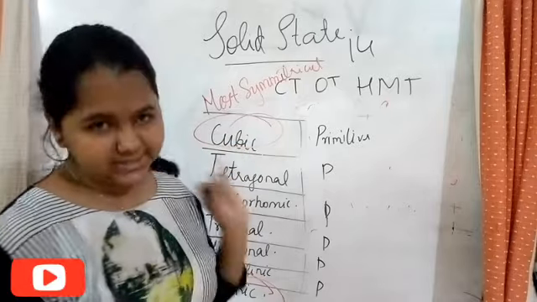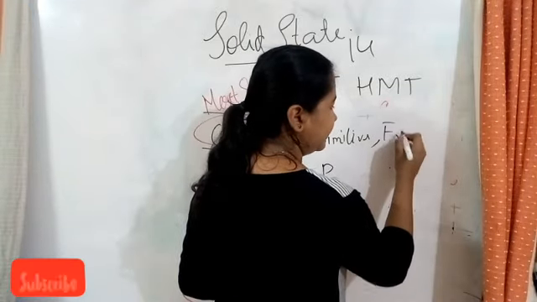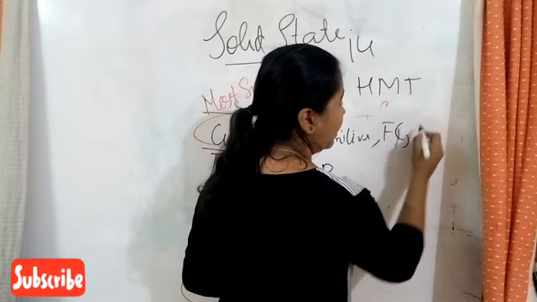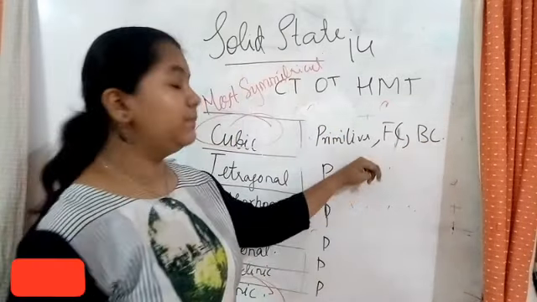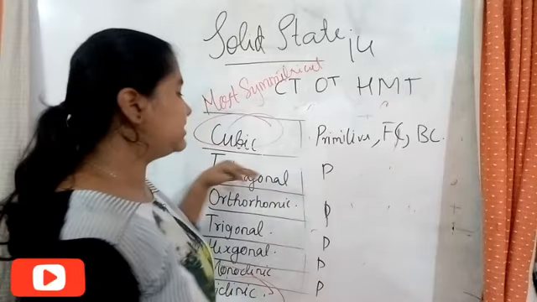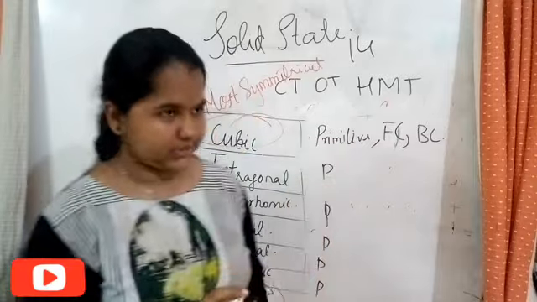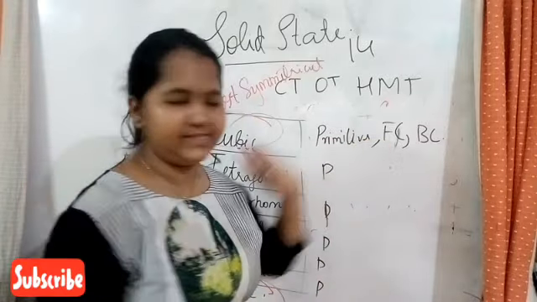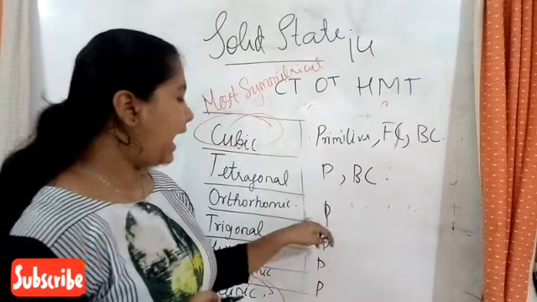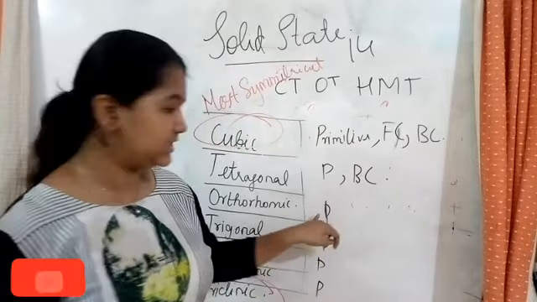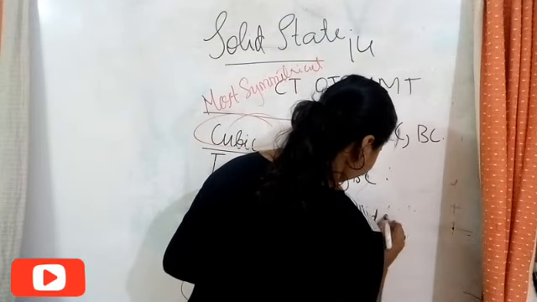According to this, the cubic unit cell can have face-centered and body-centered. Whereas for the next one, the tetragonal, face-centered is not possible, but primitive and body-centered are possible. And for this case, primitive and end-centered.